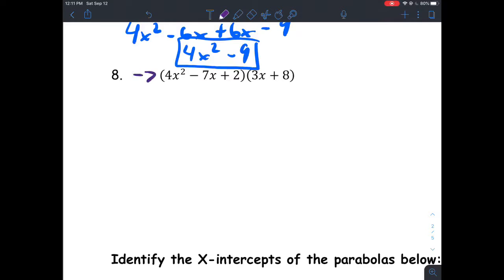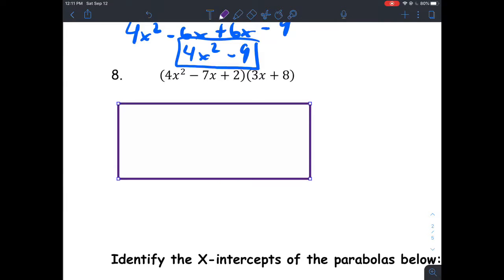So for this last one, it's a little bit different. Instead of 2 binomials, we have what's called a trinomial. You see how it has 3 terms? That makes it a trinomial. Doesn't make it that much harder, just a little bit more work. So first we'll do it using that area model we just learned.